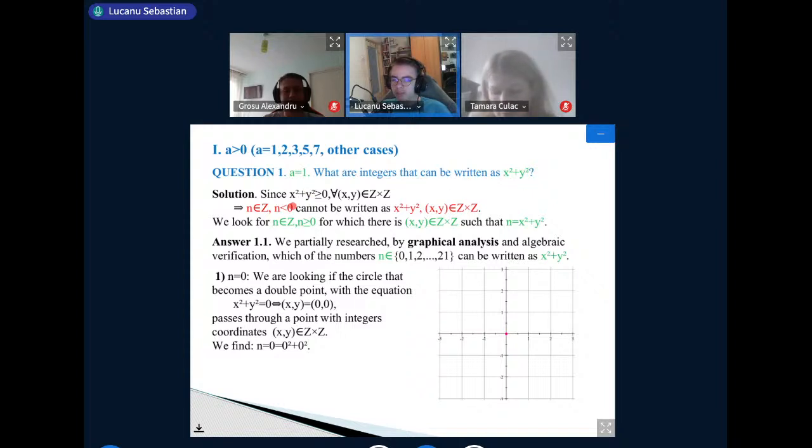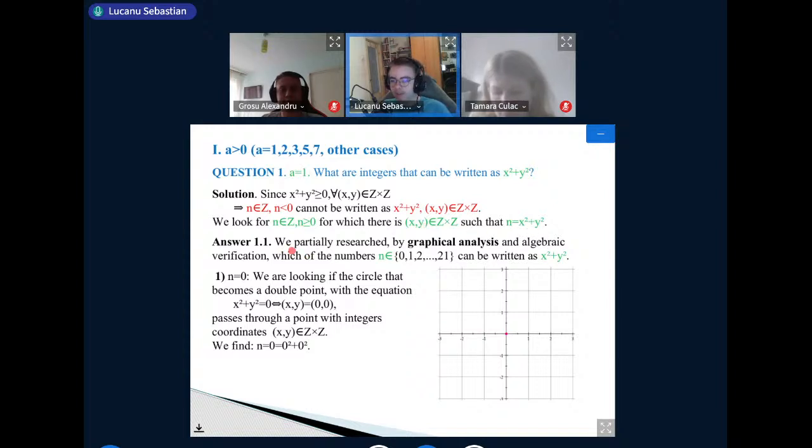Solution. Since x squared plus y squared is bigger than or equal to 0 for any integers x and y, an integer n smaller than 0 cannot be written as x squared plus y squared with x and y integers. We will look for integers n bigger than or equal to 0 for which there are integers x and y such that n equals x squared plus y squared.